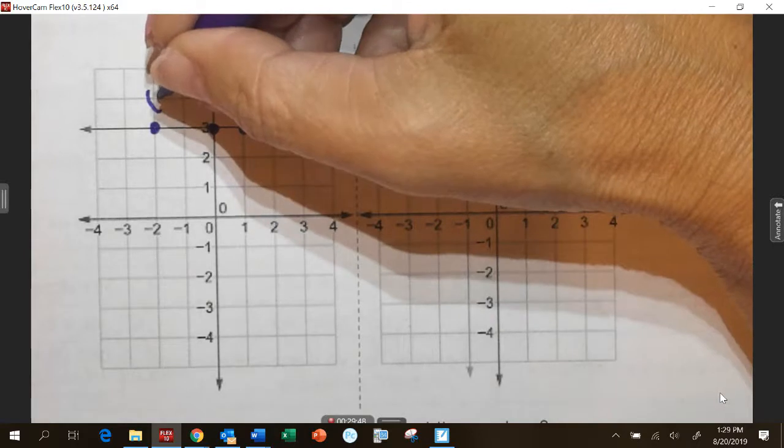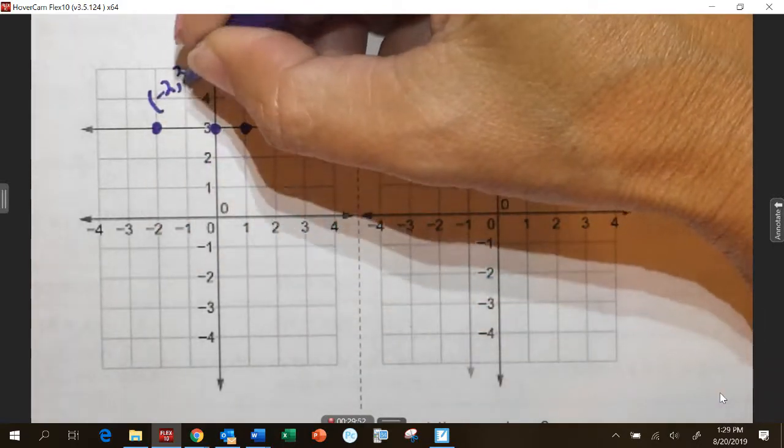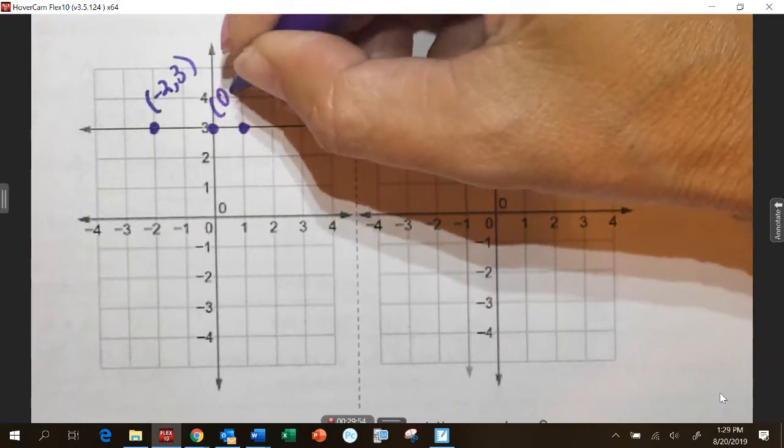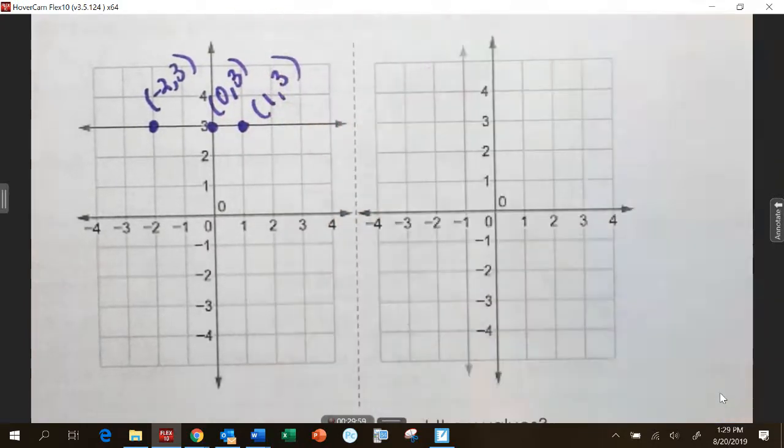So I'm going to find the ordered pairs for each of these. There's nothing in here that says you have to use the exact same 3 points as the teacher. If you did, that's fine.